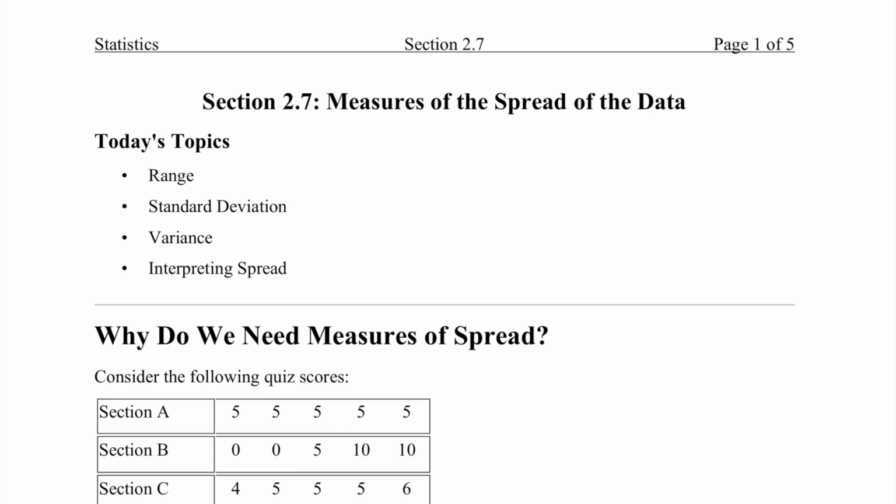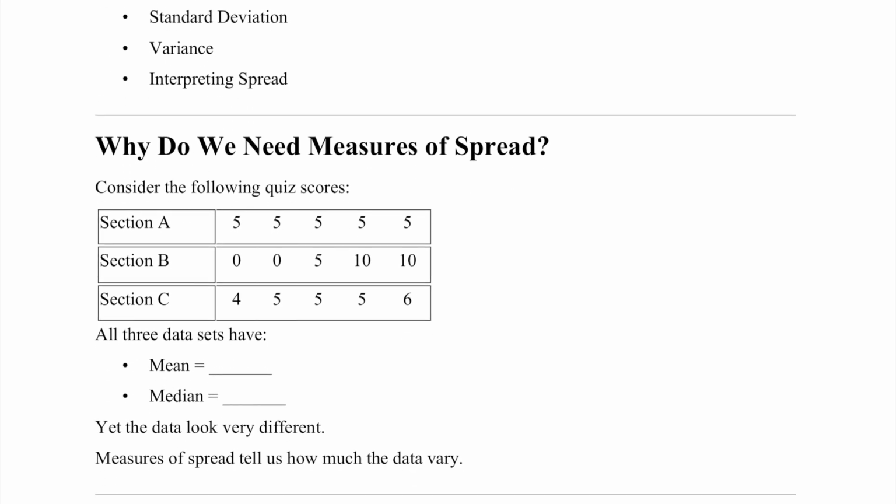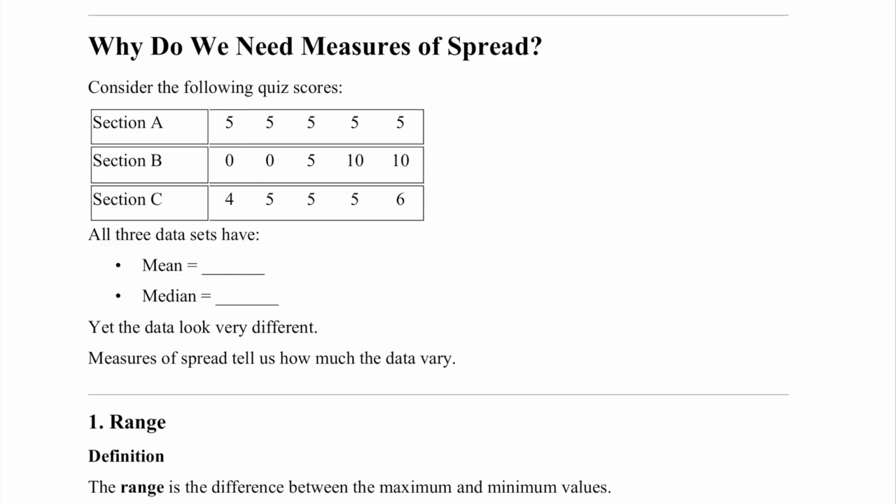If two data sets have the same mean and the same median, does that mean the data sets are similar? The answer is not necessarily. Let's look at an example. Suppose three sections of a class take the same quiz. Section A has scores. Section B has scores. And section C has scores.